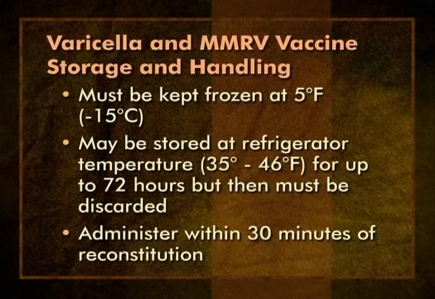Varicella and MMRV vaccines should only be stored in freezers or combination refrigerator freezers with separate compartments that each have a separate external door. If optimal handling conditions for varicella vaccine are not feasible, or the vaccine is to be transported to a distant site, the vaccines may be stored up to 72 hours at refrigerator temperature, which is 35 to 46 degrees Fahrenheit. But any unused vaccine cannot be refrozen and must be discarded after 72 hours at this temperature.